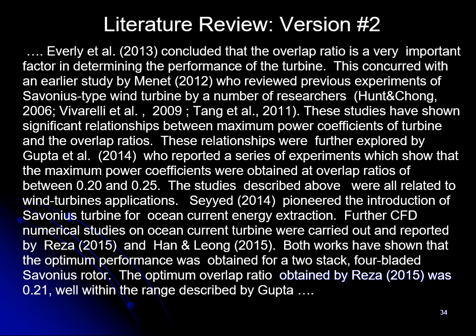So we see the interconnectivity between all of them. Everly goes to Manet, Manet connected to these people who had done the research before, and then followed up by Gupta. Then after Gupta goes to Syed, then Reza followed up from Syed, and Han and Leong, and Reza obtained 0.21, which is similar to what Gupta said here.